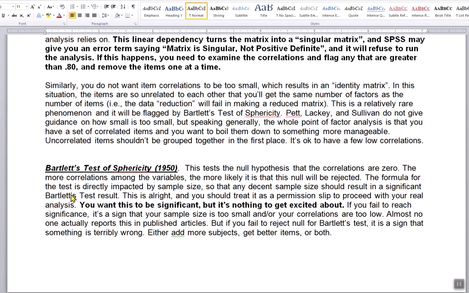So this test is directly impacted by sample size and the number of items, so it's sort of artificial. It's not the greatest test, I think, but it's important to check it and make sure that you have significance here.